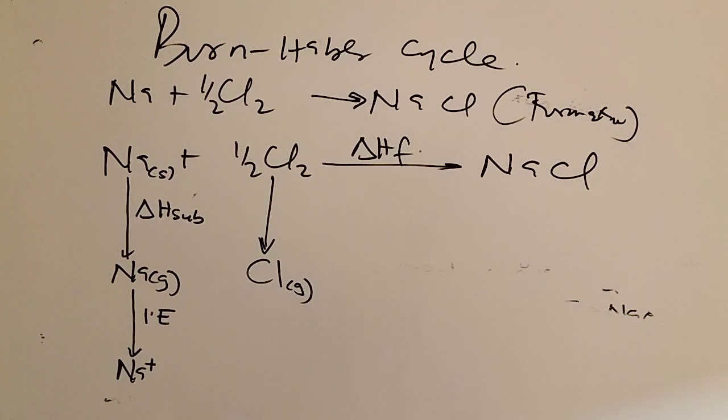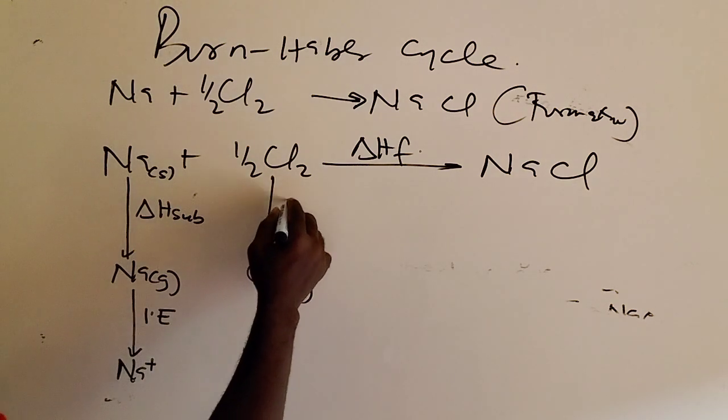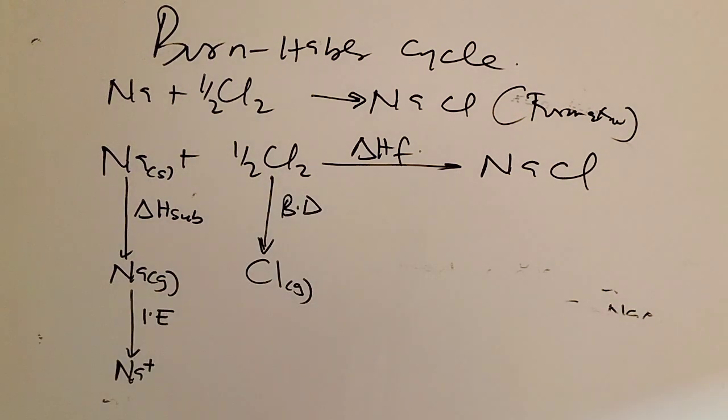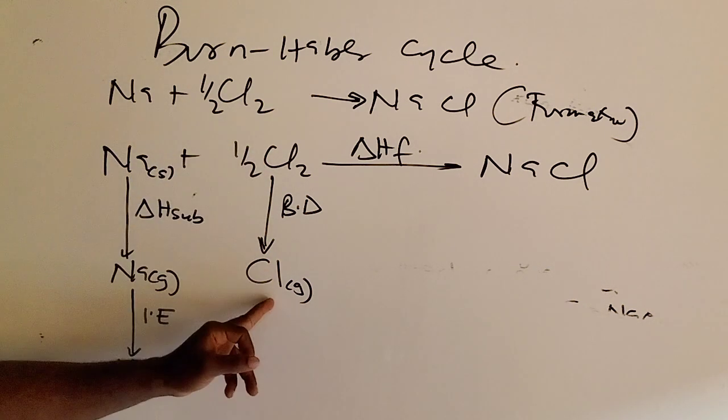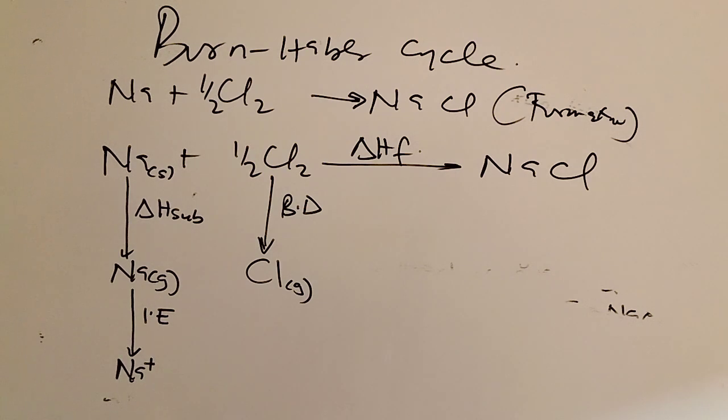So that is the bond dissociation energy. We can write it as BDE, the bond dissociation energy of the chlorine molecule: the energy required to dissociate a chlorine molecule to produce free atoms in the gaseous state. That is the dissociation energy.